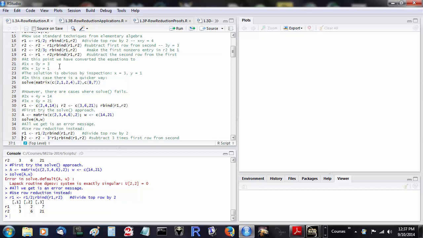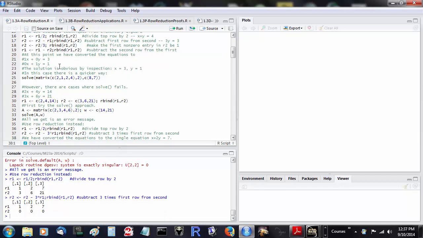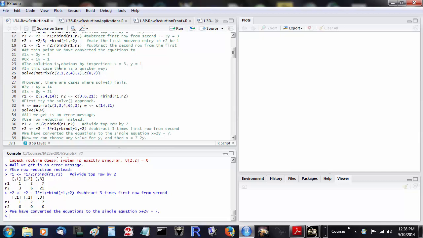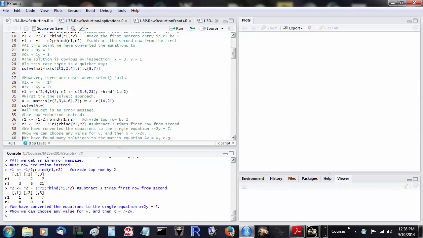We then subtract the first row from the second row, and the second row says 0 times x plus 0 times y equals 0, which is true, but which provides absolutely no information that will help us to determine x and y. We really, in effect, have only one equation here. That doesn't mean there are no solutions, though. What it means is that we can choose any value we like for y, and having chosen that value, we know that x has to equal 7 minus 2 times y. So we have, in fact, found not only one, but many solutions.